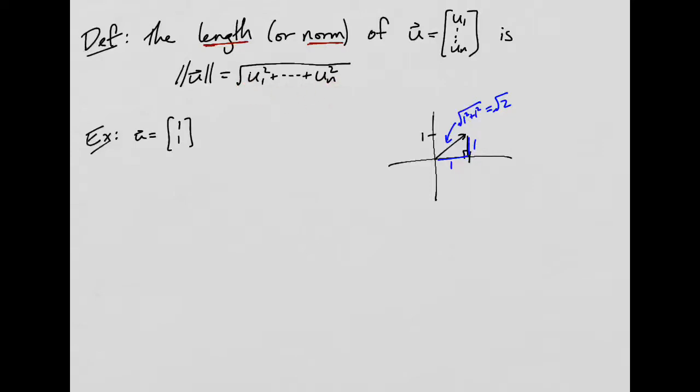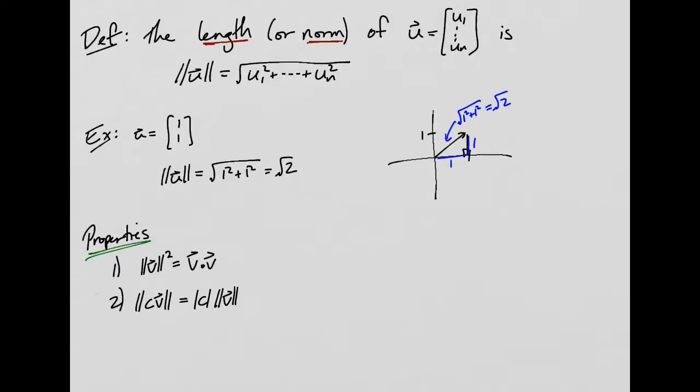So the norm of this vector is the square root of 2, which really is the normal length that we're used to. And that's true in 2 dimensions and 3 dimensions and whatever number of dimensions you want. This norm really just gives you the length of the vector itself.